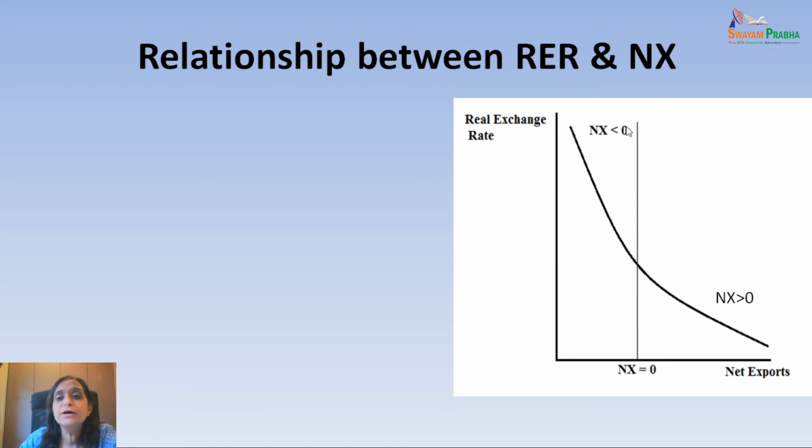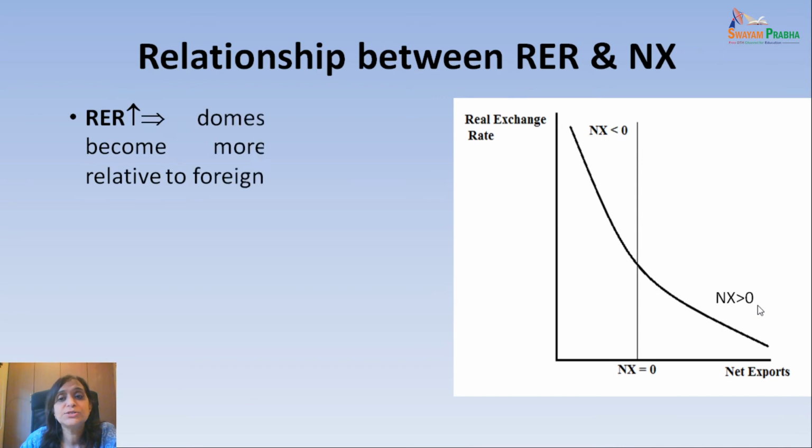This particular figure is showing you a downward sloping curve of net exports, and we are seeing the real exchange rate being measured on the y-axis and net exports on the x-axis. A downward sloping curve means there is an inverse relationship between real exchange rates and net exports, meaning when the real exchange rate is high, net exports are less than 0, or we see less exports and more imports. When your real exchange rate is low, we see your net exports being positive.